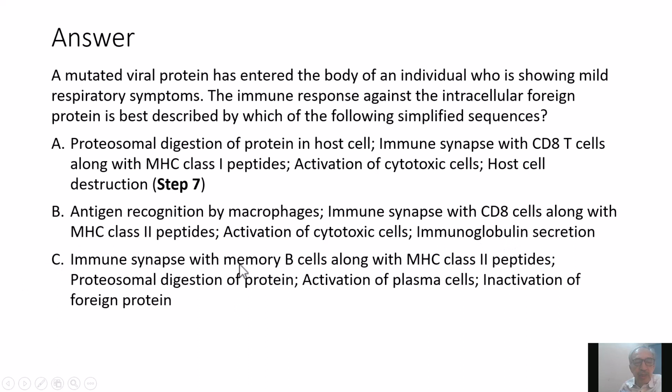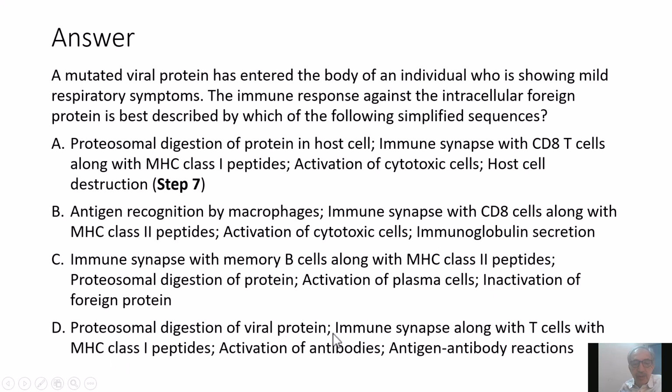Immune synapse with the memory B cells: memory B cells do not synapse with this. MHC class 2, proteasomal digestion, protein activation, plasma cell inactivation: this is vague and not in order. Proteasomal digestion of viral protein, immune synapse with T cells with MHC class 1 protein, activation of antibodies: antibodies cannot be produced by these T cells, they have to come from B cells. So this also is invalid. Partially, these are all partially correct.